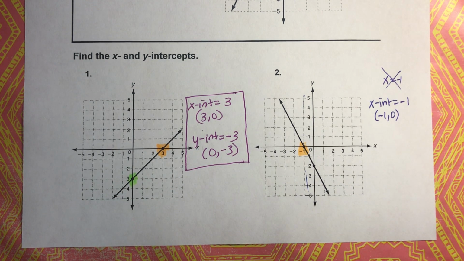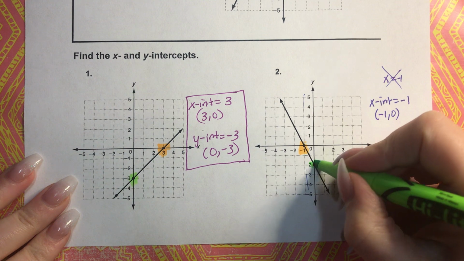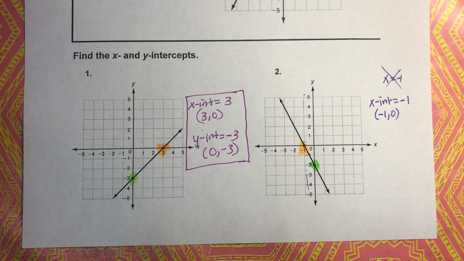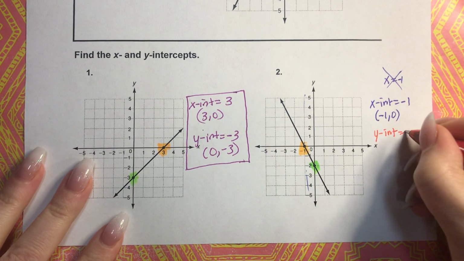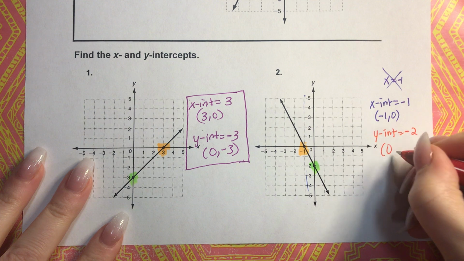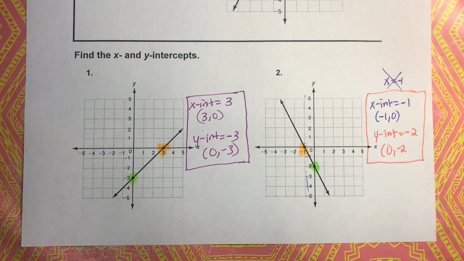Okay, perfect. What about the y-intercept? So the y-intercept is right here at -2. So if you put y-intercept equals -2, and then you put the point 0, -2, you would be correct. So great work, and I'll see you in a little bit with the next example.